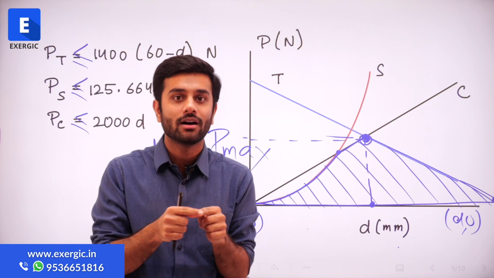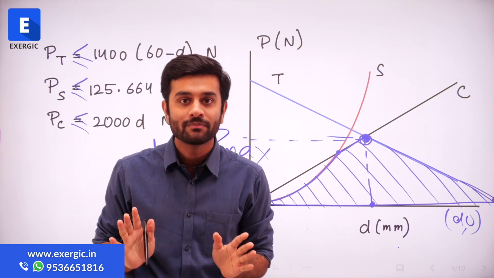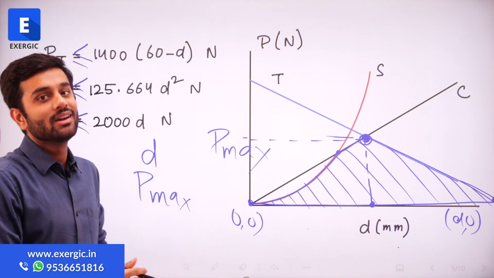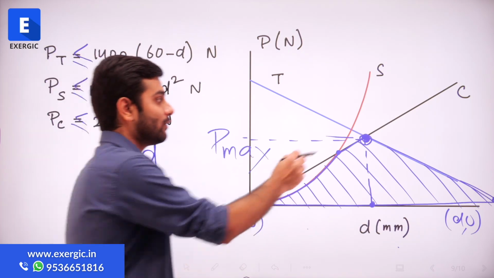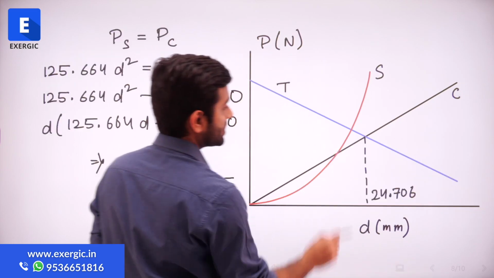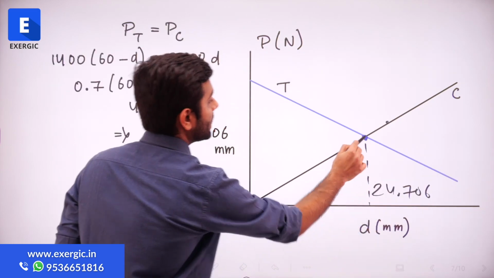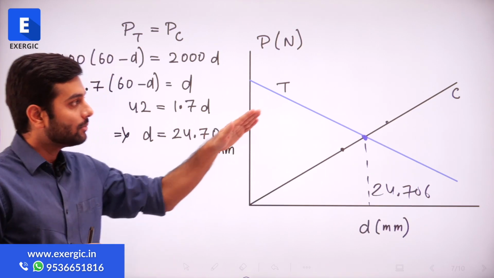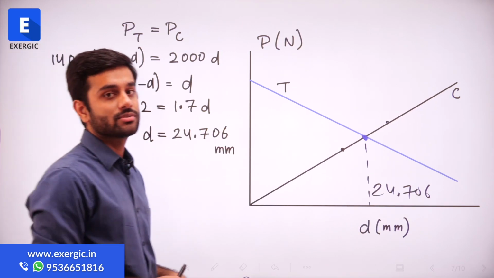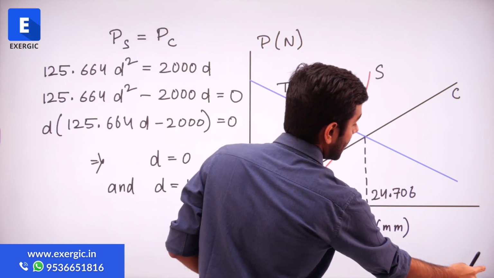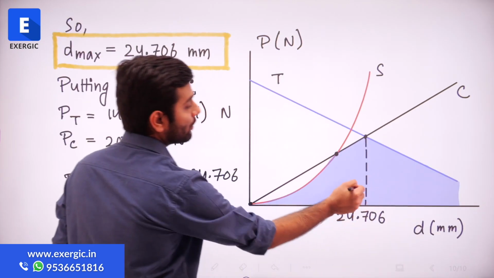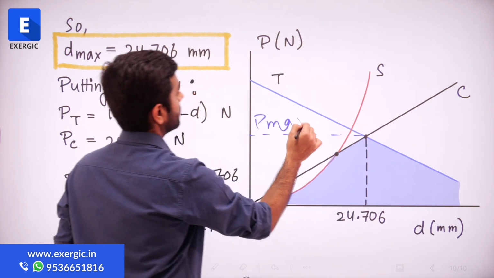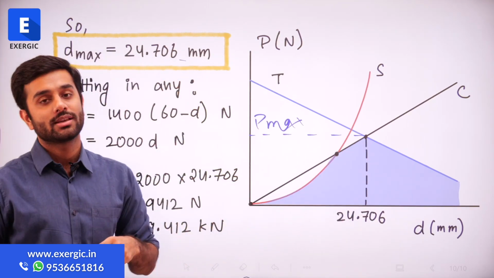So in the common area, which is the maximum value of P? And what is the value of diameter for that? That only we need to find out. And guess what? We have already calculated this point, the intersection point of tension and compression, which is 24.706. That's our answer. The value of diameter for maximum value of P is 24.706 mm.